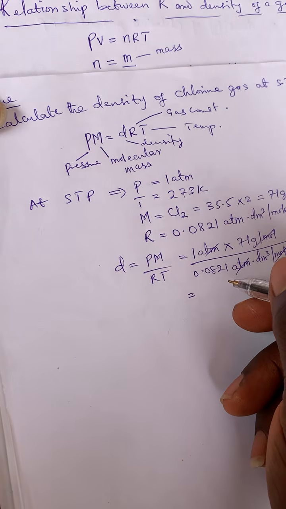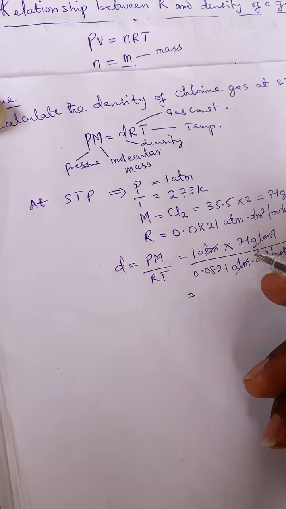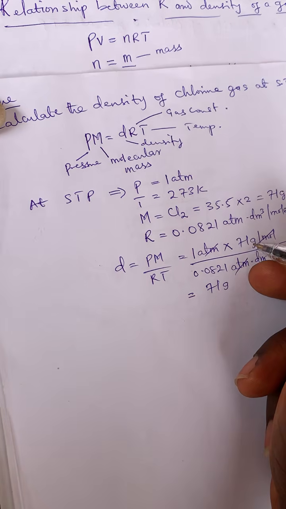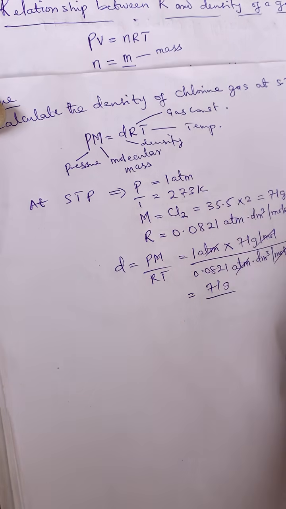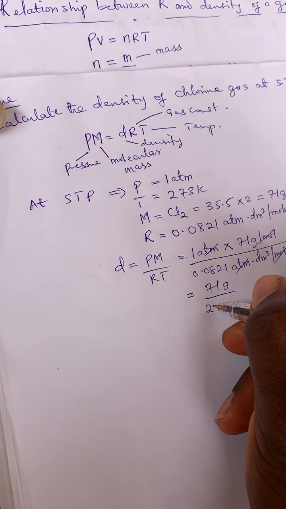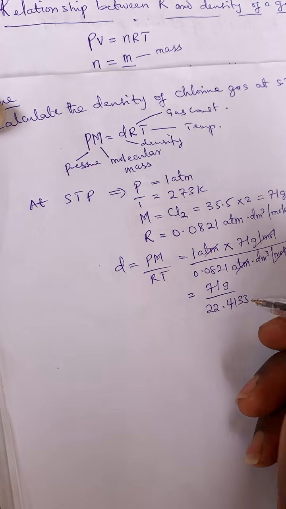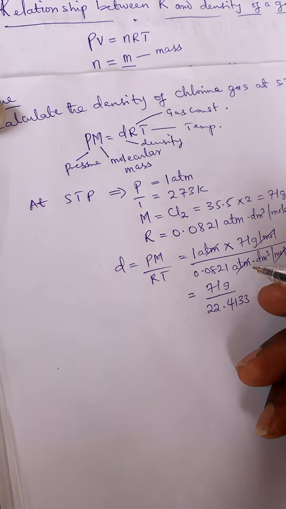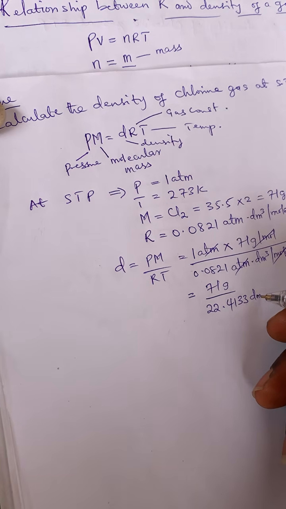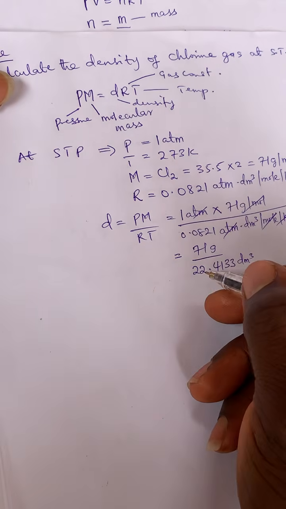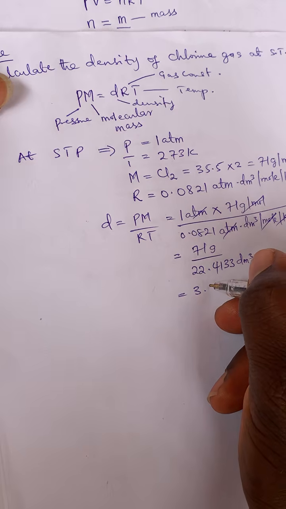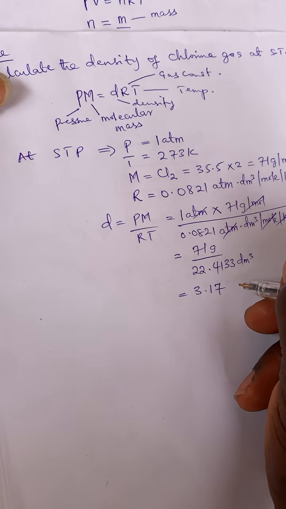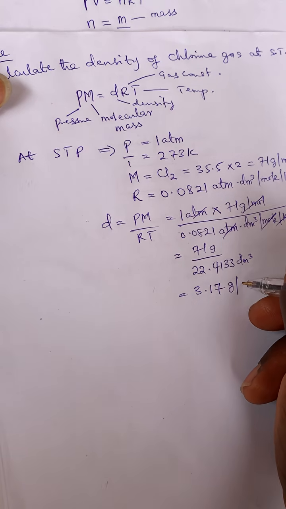If you have your calculator and do this multiplication, the only unit remaining is gram divided by this. 0.082 times 273 gives you 22.4133. That's what my calculator gave me. So this is gram, and the only thing remaining is dm cube, so we are careful of our units. If you do this division, this will give you 3.167, which you can say is 3.17, in gram per dm cube.